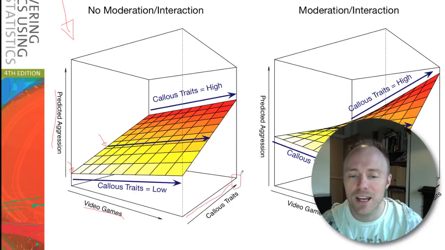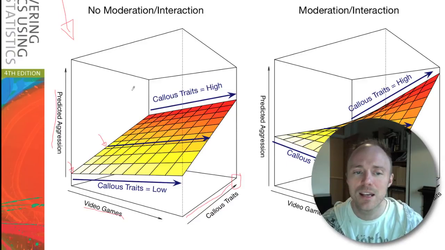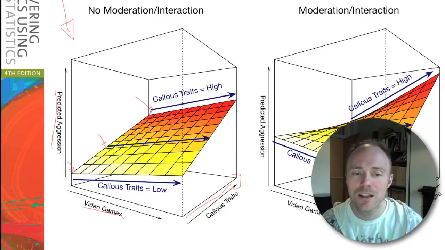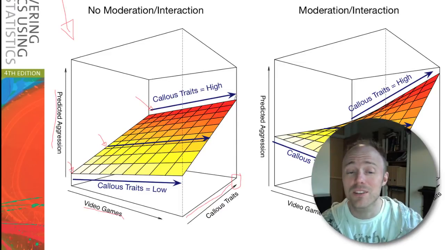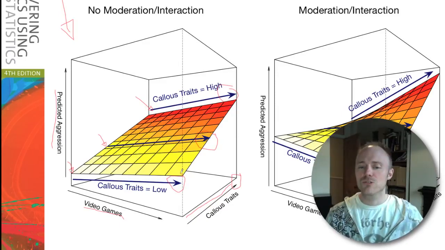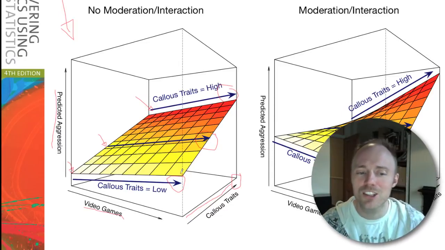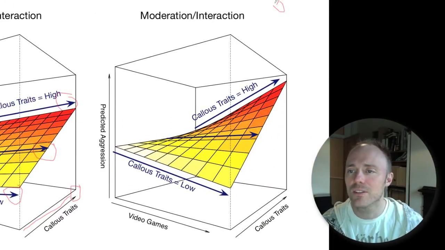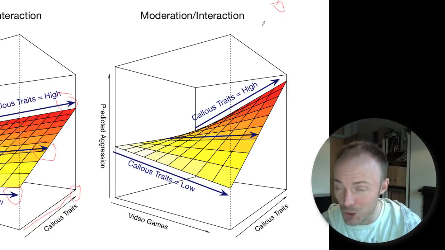Now what happens when we look at the top end of the scale, so this is high levels of callous unemotional traits. Again, I've got a blue arrow that shows the relationship between video gaming and aggression, running parallel to the regression plane, so it shows you the slope of that plane. Again, there's not really very much of a difference. Essentially, the slopes of these blue arrows do not change. So as callous unemotional traits increase, we don't see a change in the basic relationship between video gaming and aggression. Now what we have on the right-hand side is an example where we do get moderation.